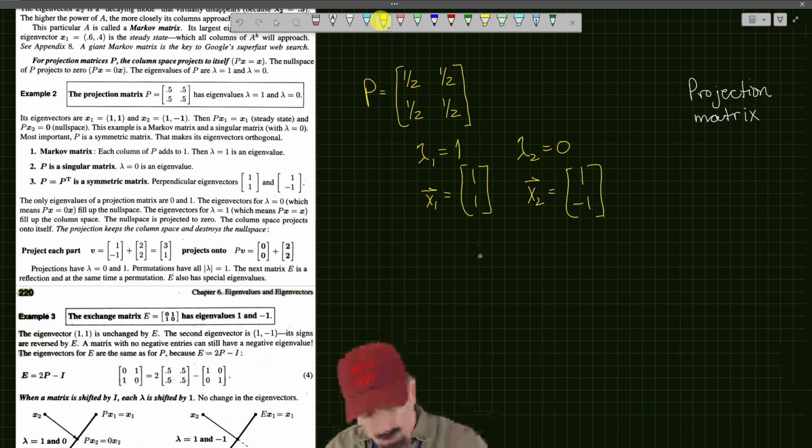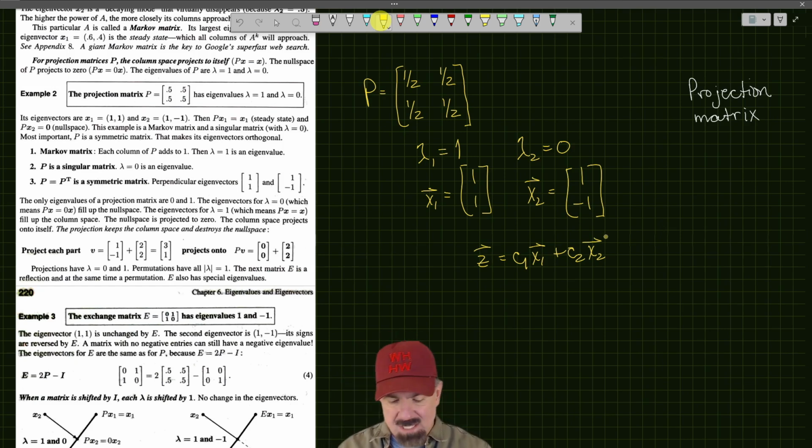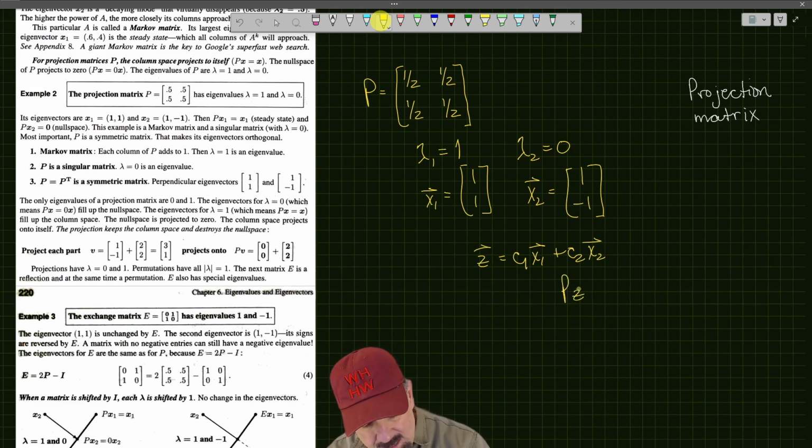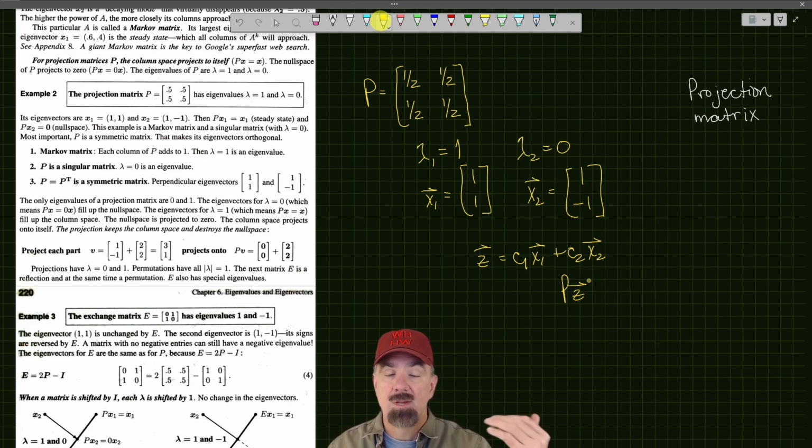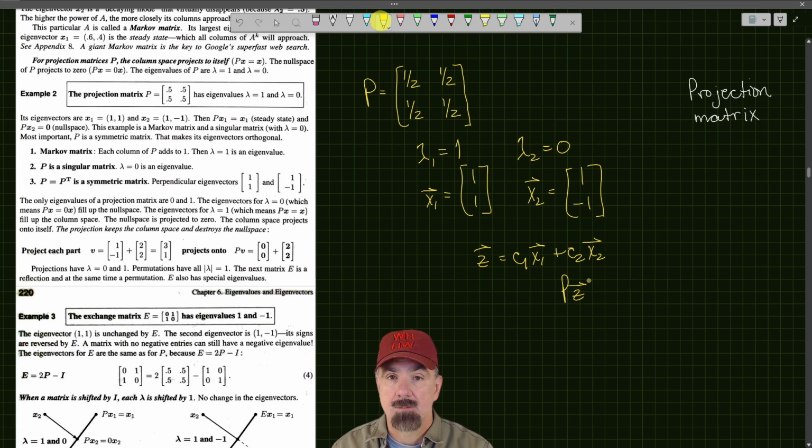As we discussed before, every vector in R2 can be written as a linear combination of these vectors. And now let's think about what's going to happen when we apply P to Z. What happens when we apply a projection matrix to a vector? Well, we project it onto whatever column space was used to create the projection matrix. In this case, it's a one-dimensional column space. It's a one-dimensional space that was used to produce this.